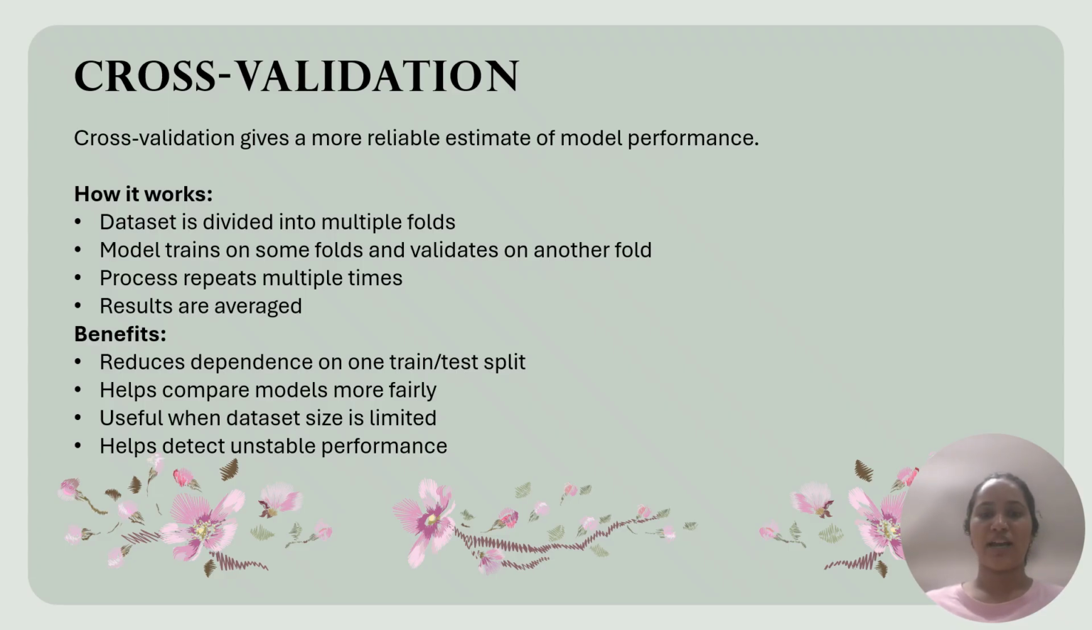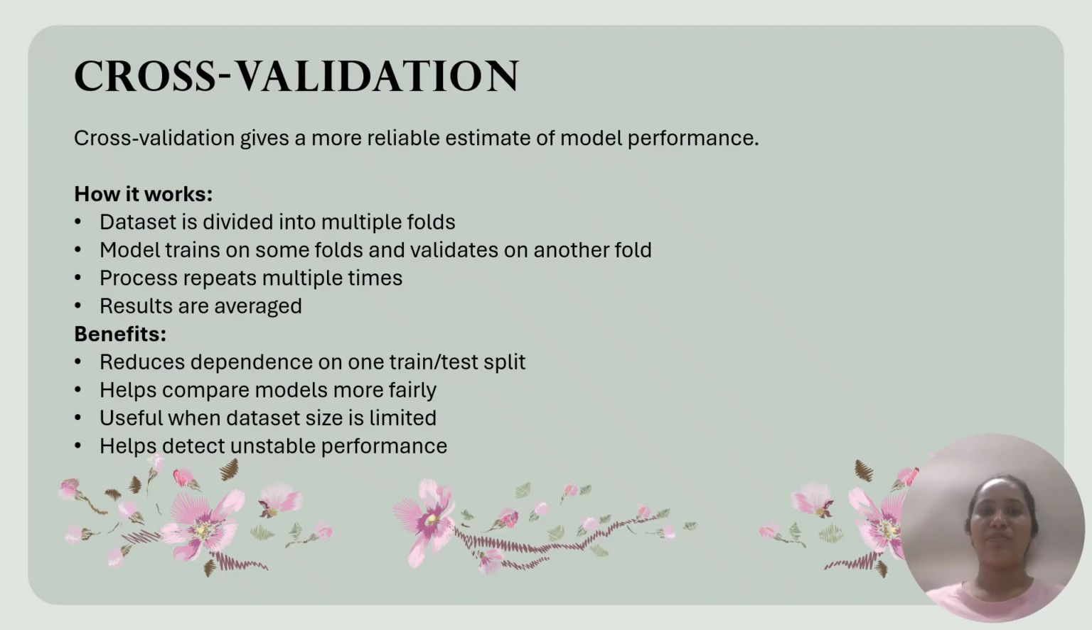Cross-validation. Cross-validation gives a more reliable estimate of model performance. Here is how it works. The dataset is divided into several smaller groups called folds. The model is trained using some of these folds and then validated on a different fold. This process is repeated multiple times, with a different fold being used for validation during each round. After all the rounds are completed, the results are averaged to produce a final performance estimate.